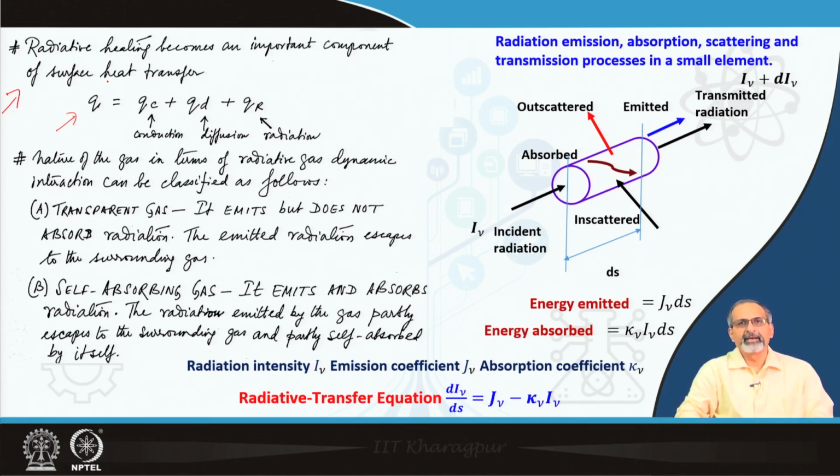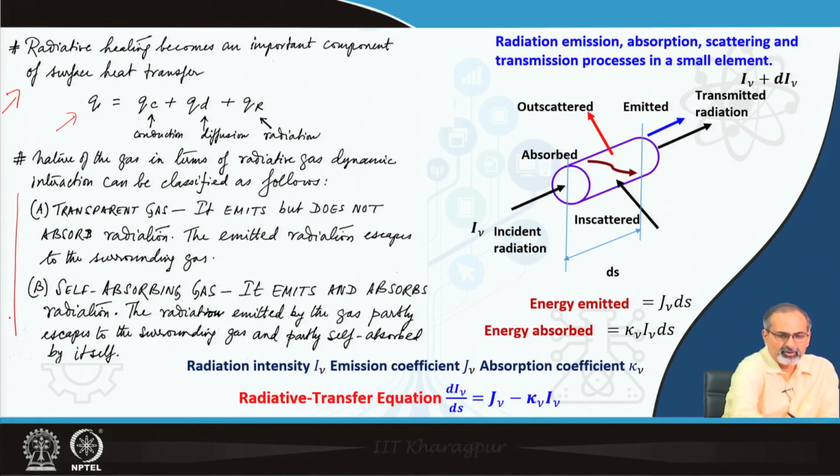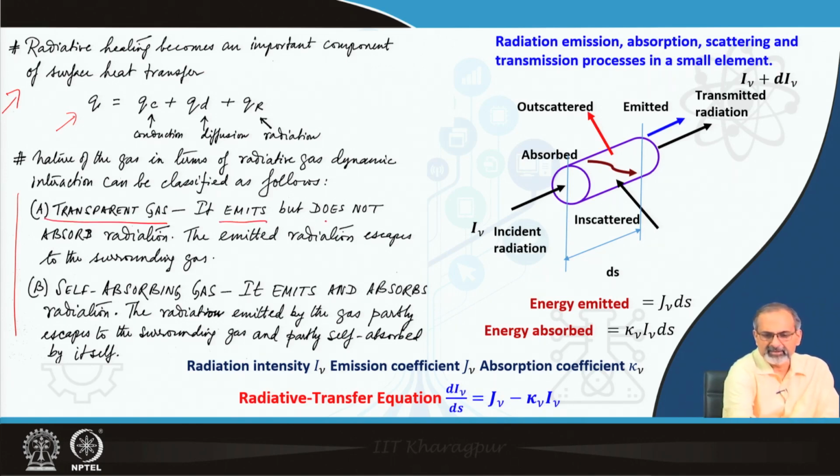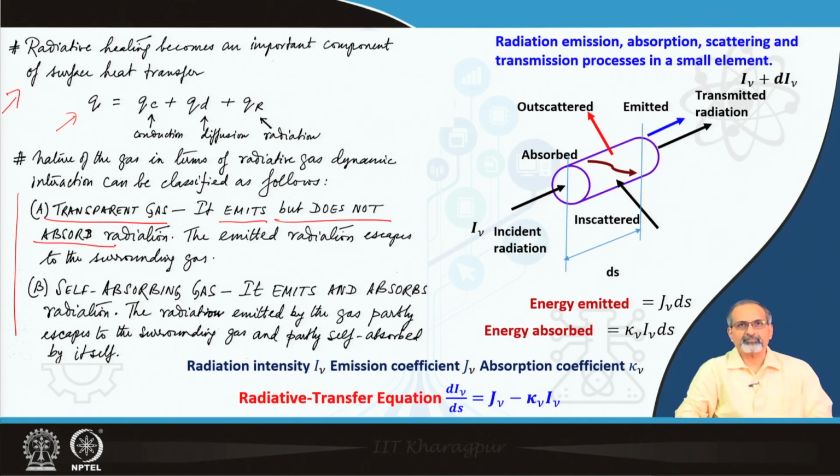Nature of the gas in terms of radiative gas dynamic interaction can be classified into two groups as follows. One is that it behaves like a transparent gas, in which case it emits, but it does not absorb radiation. The emitted radiation escapes to the surrounding gas. So, this is one possibility where it emits, but does not absorb. While in a self absorbing gas, it emits and absorbs radiation. The radiation emitted by the gas partly escapes to the surrounding gas and partly is self absorbed by itself.